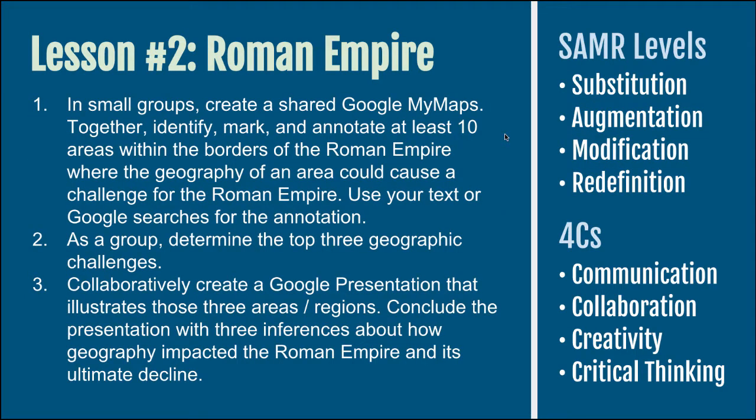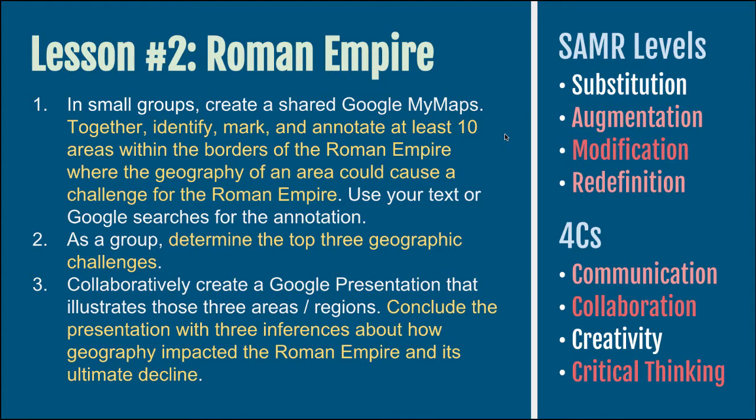Lesson number 2 is the Roman Empire. So this is where you have the Google My Maps that is shared with the entire group. They put at least 10 markers on there, looking at the geography of the Roman Empire and see what may have been a difficult geographic terrain for the Roman Empire to defend or to maintain control over. And then they do some critical thinking to figure out what were the most important areas or more important elements that ultimately helped cause their decline.